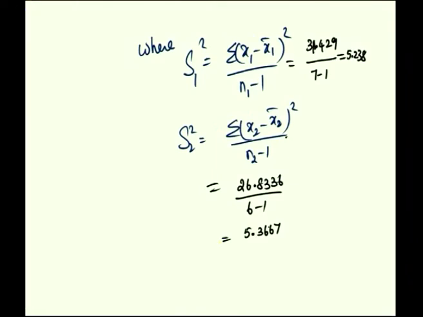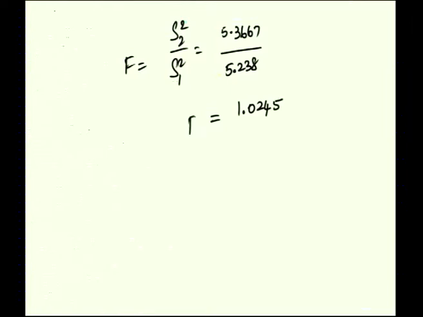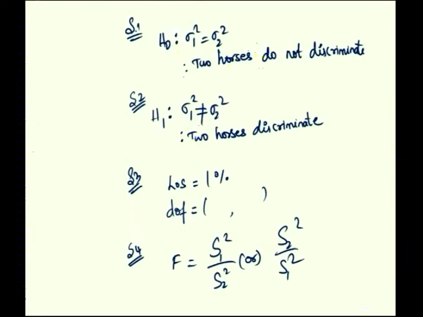Which is greater, 5.238 or 5.3667? Actually 5.3667 is greater, therefore F, the formula is S2 square by S1 square, which is 5.3667 by 5.238. This value is 1.0245. This is your calculated F. Now, the degrees of freedom has to be decided. Degrees of freedom is n2 minus 1 comma n1 minus 1. N2 is 6 minus 1 comma 7 minus 1 is 5 comma 6.